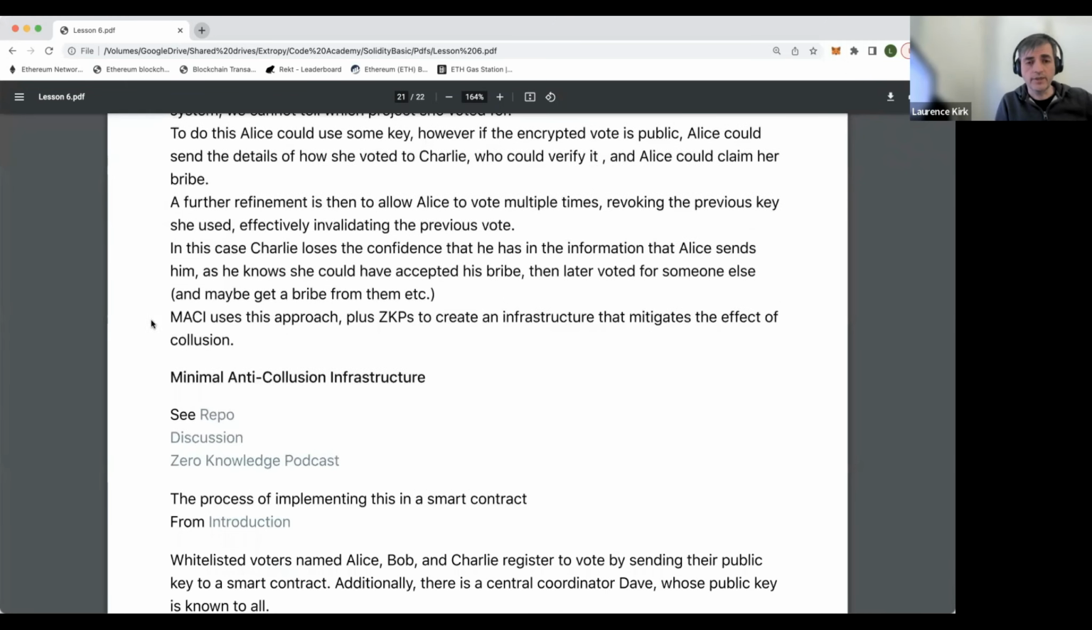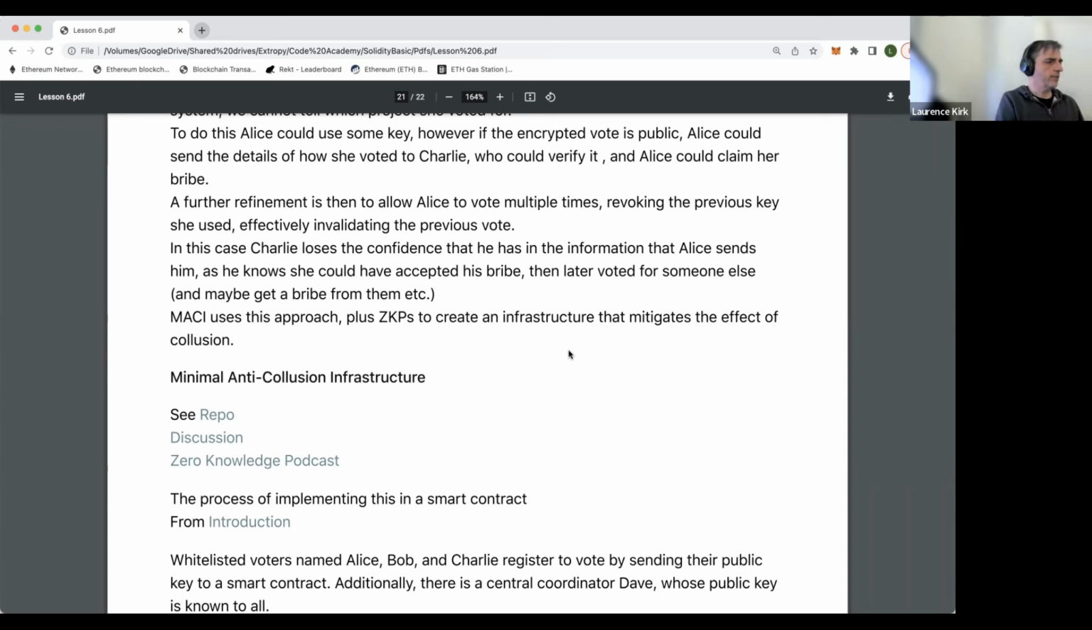So there's a project called MACI, and the way they get around the possibility of bribery is that they allow the person who is voting to change the key that they are using to vote with and to revoke the previous vote. This means that the person who is bribing them will never be sure whether they really have voted for them or not, because they could vote for them and show them a proof that they have voted for them, and then later on revoke that vote without the briber knowing.